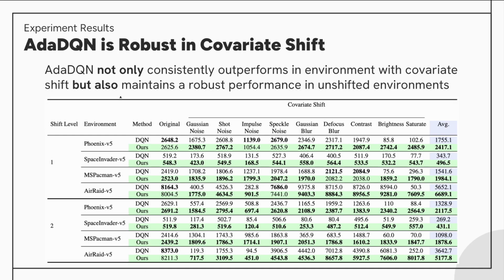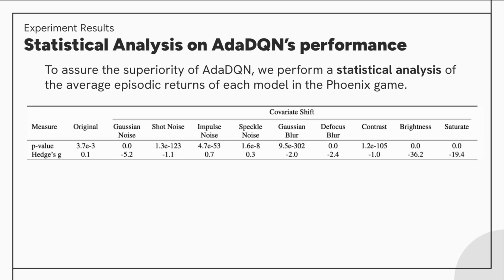These are the results of our experiment. We found that our AdaDQN not only consistently outperforms under the different levels of covariate shift, but also maintains a robust performance in unshifted environment. The full results with different severity can be found in the main paper. We also perform a statistical analysis of the average episodic returns in the Pong game. The results suggest that our improvement is actually statistically significant.